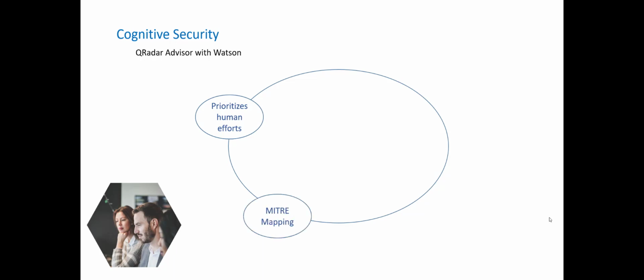MITRE mapping, right? The MITRE framework, if you're not into it, is a breakdown of how threats work. Are they in an information gathering stage? Are they in an expanding of their footprint phase? Are they in a data exfiltration phase? Are they in a ruining your environment phase? And they're all different, right?